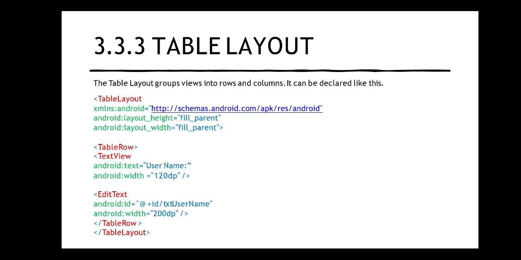Table layout groups the views into rows and columns. It is declared using the table layout tag. Inside the table layout we add table rows and table columns, or some text if you want to add in the row and column. This is the code part, and we will discuss this coding in the practical session.